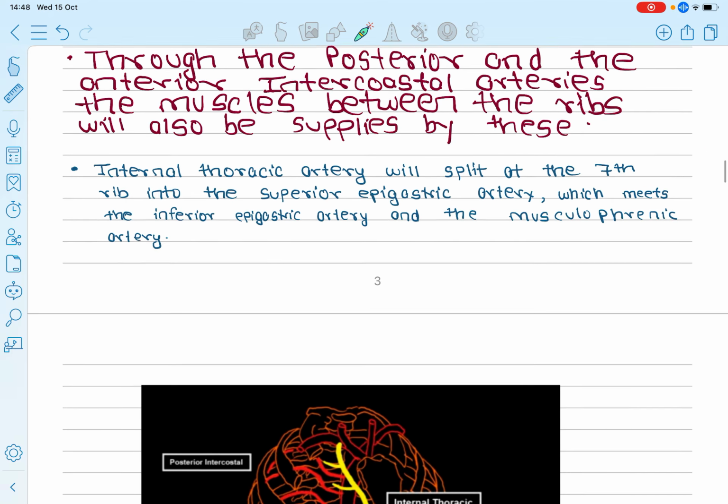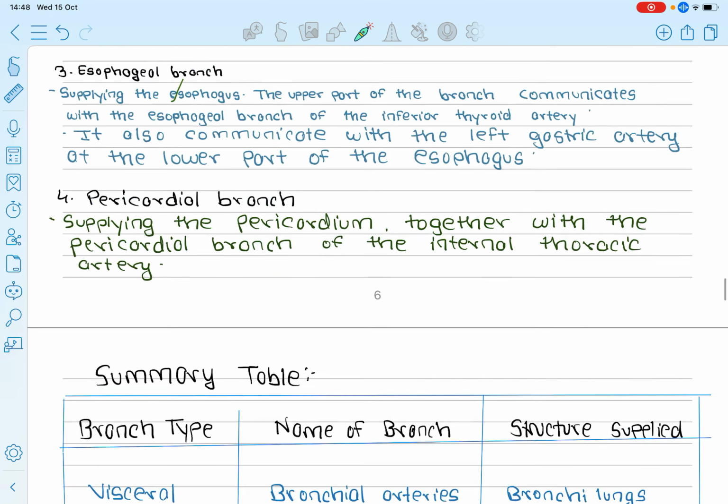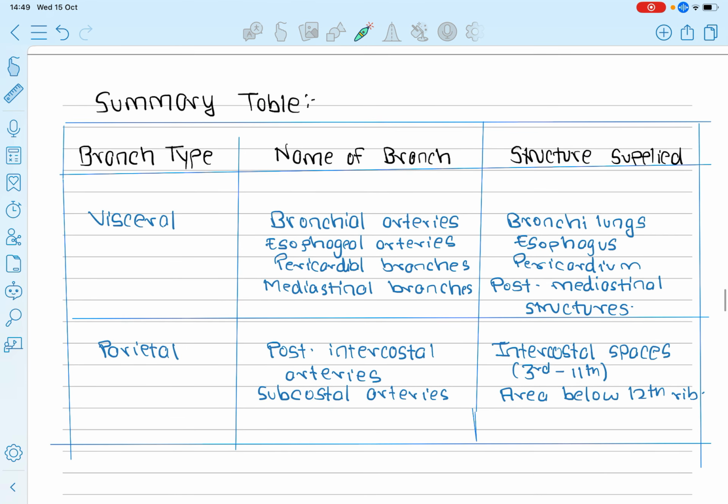At the last, this is the summary table for the parietal and visceral branches. So now we will talk about the visceral branches. In the visceral branches, there are the bronchial arteries, esophageal arteries, pericardial branch, and the mediastinal branches. The bronchial arteries supply the bronchi and lungs, the esophageal arteries supply the esophagus, and the pericardial branch supplies the pericardium. The mediastinal branches supply the posterior mediastinal structures.